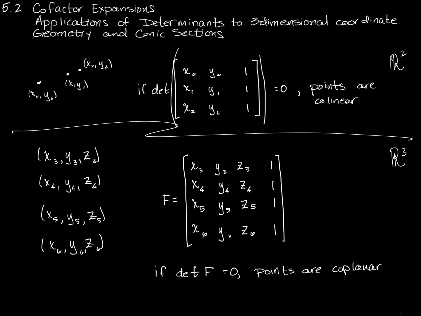So it's exactly the same as we did in R2, but with, first of all, an extra dimension and second of all, an extra point. So that's the theory behind this. Let's do an example. We'll go to the next screen and I'll do an actual example of this for you.